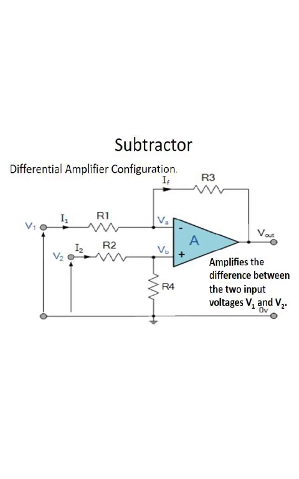There are two inputs which it will be using, that is V1 and V2. R1 and R2 are the resistors which are connected to it. The currents flowing across them are I1 and I2. IF is the current that is flowing across the feedback resistor.